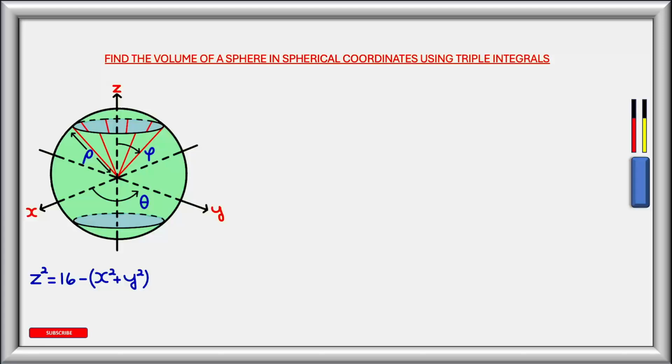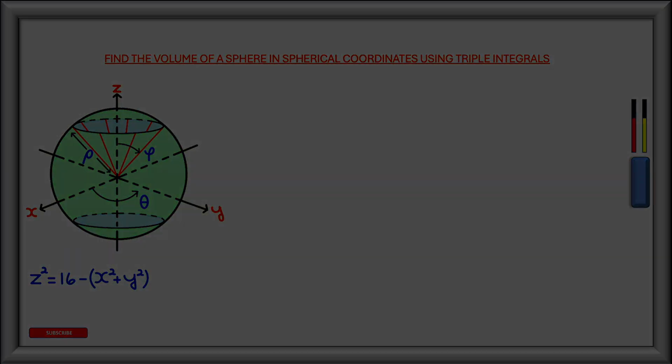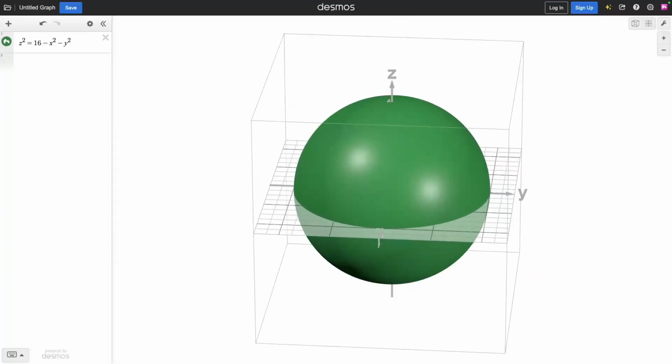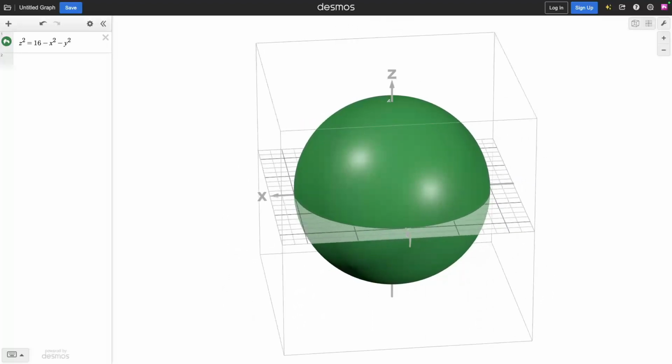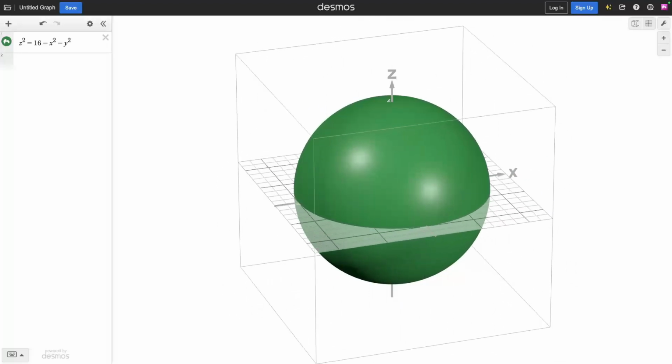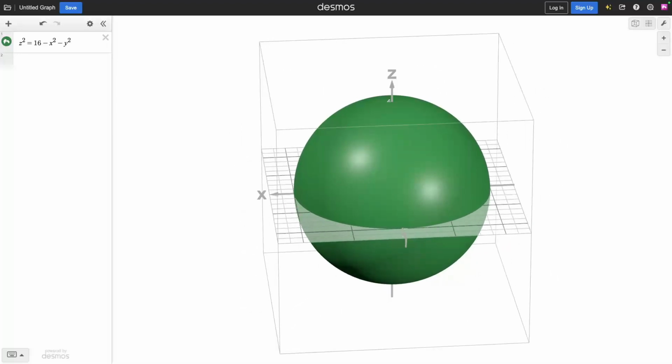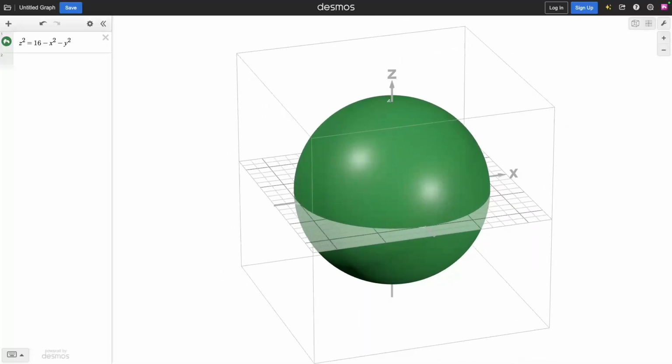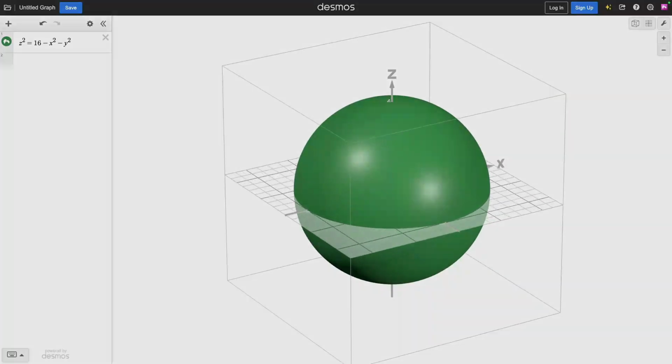In this example, the sphere has the equation z squared is equal to 16 minus into the bracket of x squared plus y squared in Cartesian form, and has symmetry about the x, y, and z axis. Let's take a look at the sphere in 3D form using a graphing tool. So this is the sphere, and we're going to try and find the volume within. As we can see, it's symmetrical about the x, y, and z axis, with the upper hemisphere above the xy plane and the lower hemisphere below the xy plane.